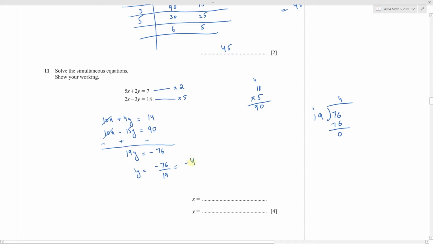So now we can replace this minus 4 into any of these equations. So let's replace it here. So this will become 5x plus 2 times minus 4, which is y here, equals 7. 5x minus 8 equals 7. 5x equals, this will become plus, 7 plus 8 is 15. And then x will be 15 divided by 5, which is 3. So your x is 3 and y is minus 4.